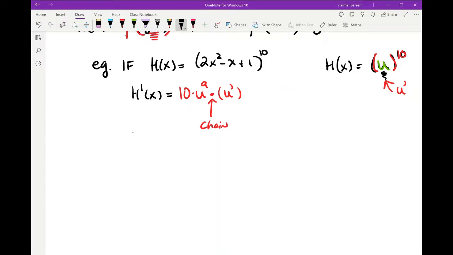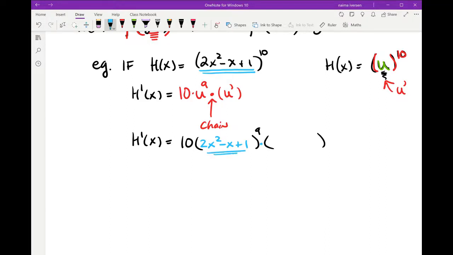So let's see what it looks like. h prime of x is equal to 10 times something to the 9th times the something. The inside here, this guy right here, that's my u. This is something to the power of 10, so it's bring the power down, reduce the power by 1, don't change the inside at all. Then we chain it up to, that's the multiplication, the derivative of the inside here. The derivative of the 2x squared is 4x. The derivative of minus x is minus 1. The derivative of plus 1 is 0. This is your final answer.